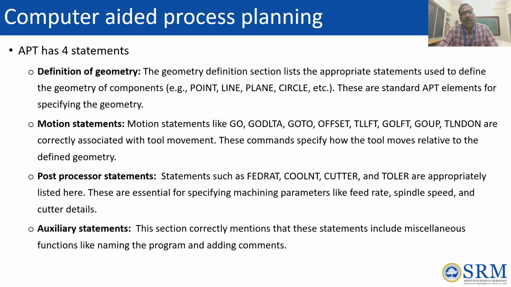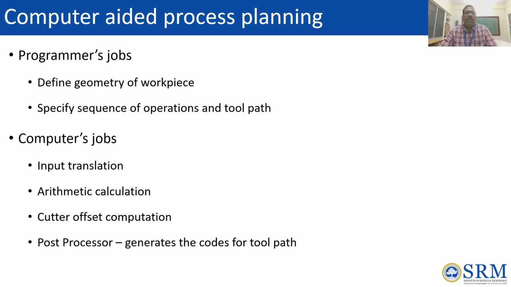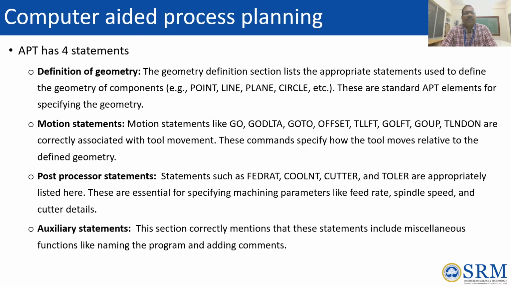So APT means automatically programmed tool language. It has four kinds of statements: for definition of geometry, for motion statement, for post processor statement, and auxiliary statement. Definition of geometry in the sense what? The geometry definition section is a list of appropriate statements used to define the geometry of the component. Geometry in the sense a kind of profile of the component. The profile starts with a point, and point to point we can connect to lines, planes, circles, etc. So the profile of the geometry which we are going to make in the machine, like a product profile, we can create using geometrical components, and that can be defined in the APT language also.